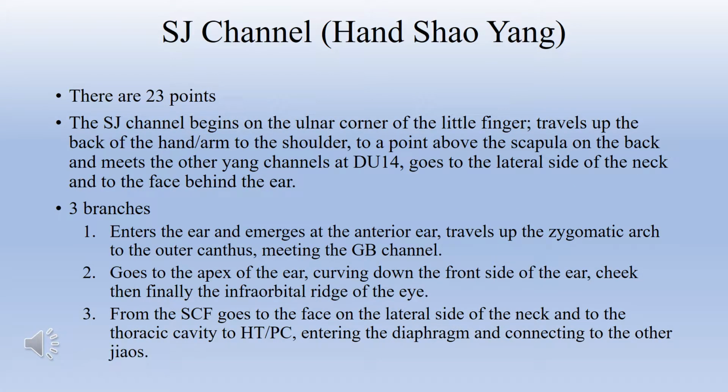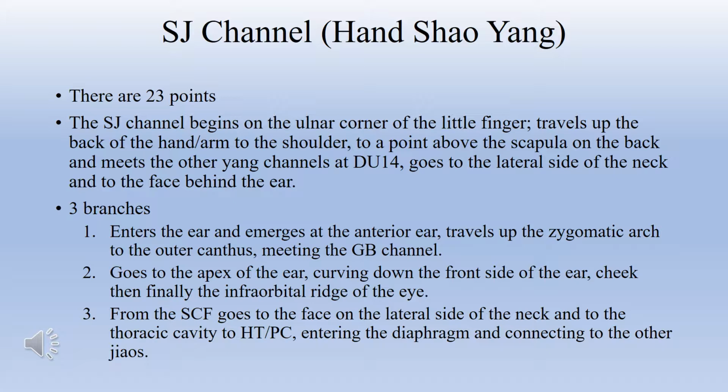The sanjiao channel, Shaoyang. There are 23 points. The sanjiao channel begins on the ulnar corner of the little finger, travels up the back of the hand and arm to the shoulder, to a point above the scapula on the back, and meets the other yang channels at Du14. It goes to the lateral side of the neck and to the face behind the ear.